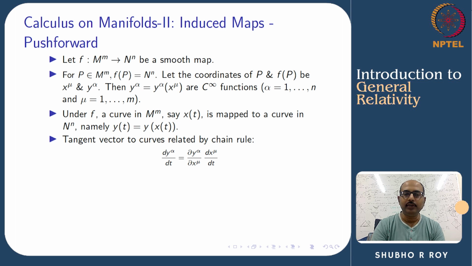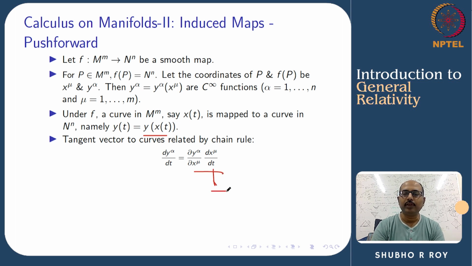And then it's very easy to write down the tangent vector to this curve. So that will be given by dy alpha dt. These are the components of the tangent, if you remember last lecture. And then we can use the chain rule because this is a composite function. Y doesn't directly depend on t, but y first depends on x, and then x depends on t. So we use the chain rule to write down this relation.